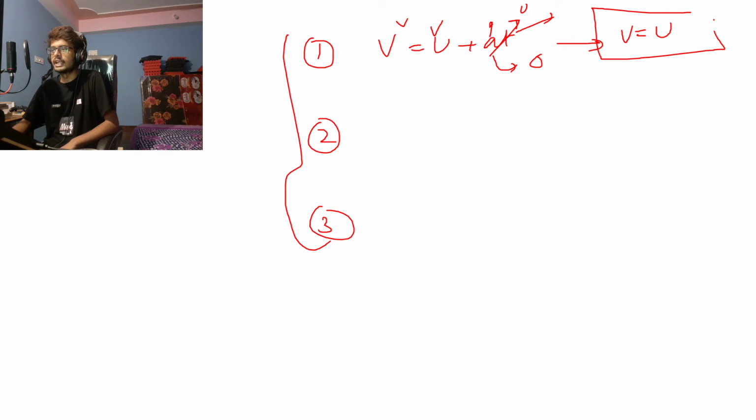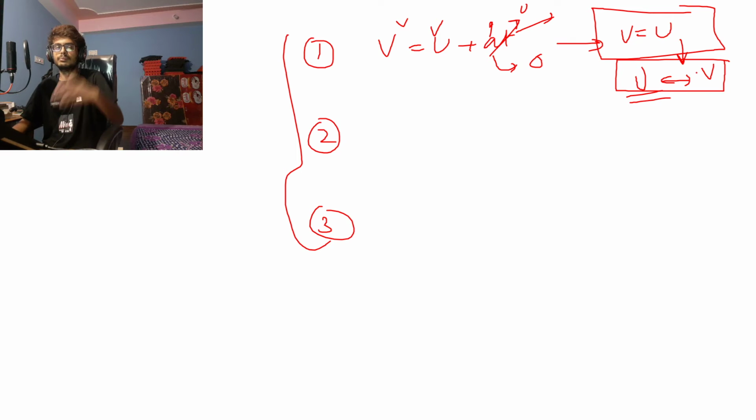So your final velocity and initial velocity will be the same, which clearly means that the velocity you were traveling at initially, the same velocity you are traveling at the end of the time span of consideration, right? If you consider 10 hours of motion, even after 10 hours your velocity is exactly the same. So that is the first equation of motion, v equal to u plus at.